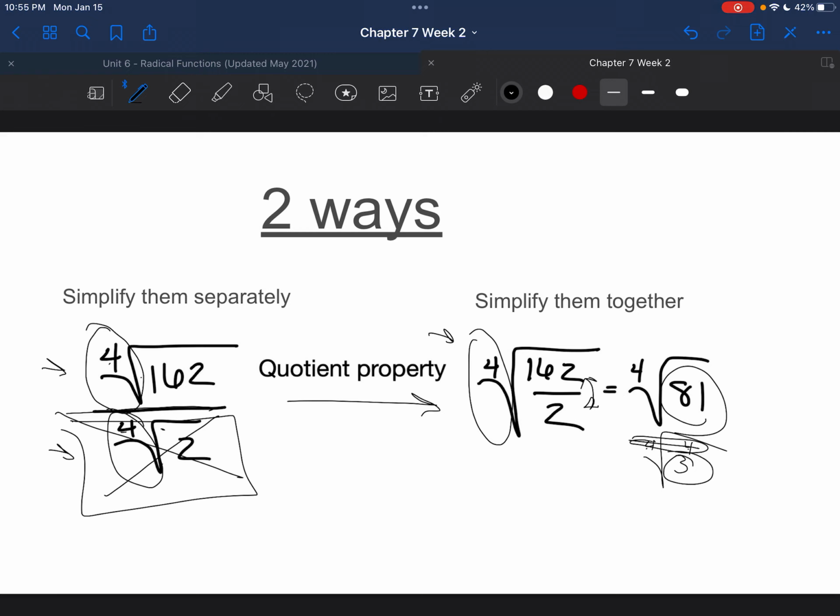My answer is simply 3. So again, we can see that sometimes it's easier if it's on the outside. Sometimes it's easier if it's on the inside.